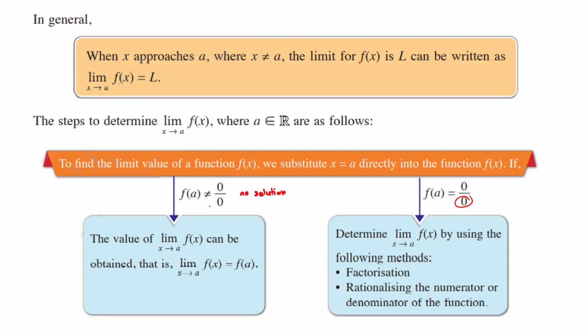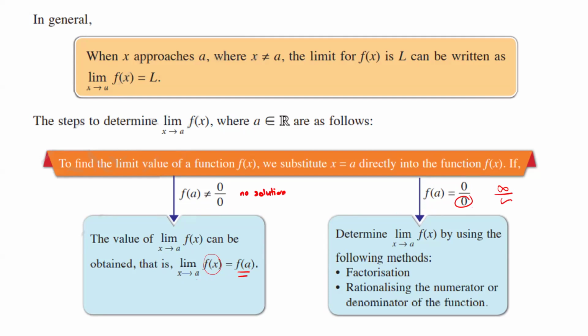So when it is not equal, then you can directly substitute in it, no issue. If you want to find the f(x) value as x approaches a, you can just substitute the a directly into the function. But when you substitute directly, you notice that you get 0 over 0. Your level only learns 0 over 0.